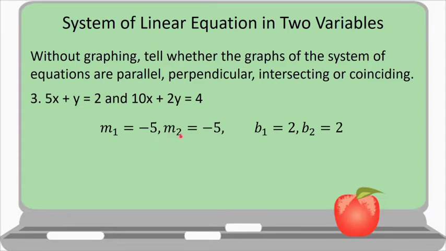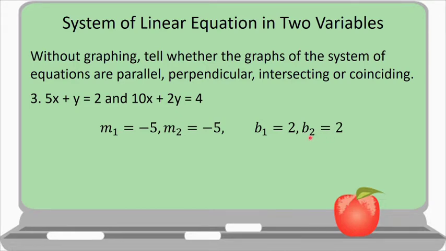Now for the slope of the second equation, this is a plus sign, so the slope is negative, and then 10 over 2. So negative 10 over 2, and negative 10 over 2 is negative 5. Now for the y-intercept, we will just divide the constant by the numerical coefficient of the y term. So 2 divided by 1 is 2. Therefore, b sub 1 is 2. And for this one, 4 divided by 2 is 2. So the y-intercept of the second equation is 2.